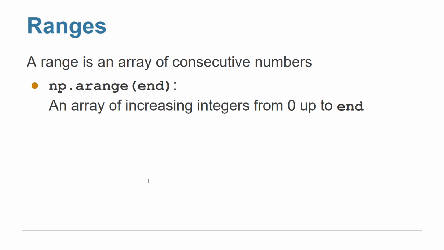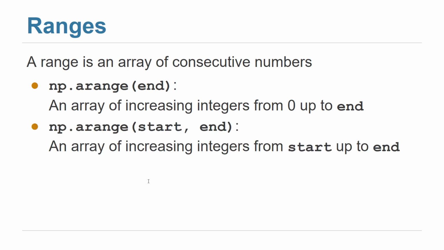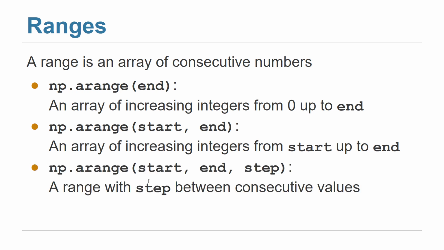By default, yes, the end is the size. But as you will see now, we can specify the start and the end, and we can also specify the step. We'll see examples very soon. So a range with start and end will give us an array from start, including start, and up to end, excluding end. And we can also specify the step.